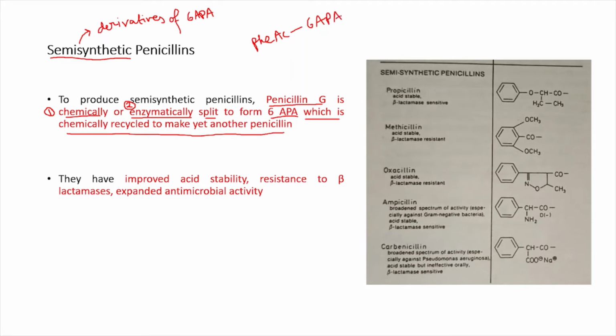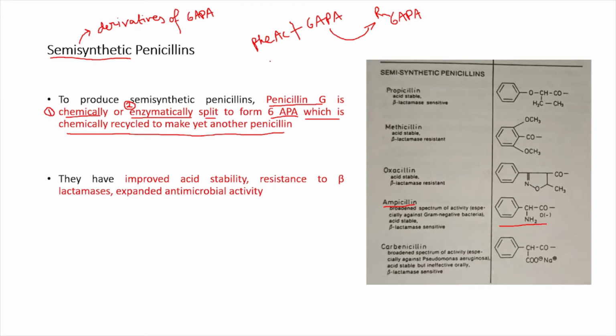So to prepare semi-synthetic penicillin, you first will split this bond between phenylacetic acid and 6-APA, and then you isolate and recycle back the 6-APA, because now the 6-APA has a free position at position 6. This 6-APA has a free R group at position 6 where you can add the side chain precursor. Suppose you want to synthesize the semi-synthetic penicillin ampicillin. In this figure you can see ampicillin; for ampicillin you need to add the side chain precursor, this one.